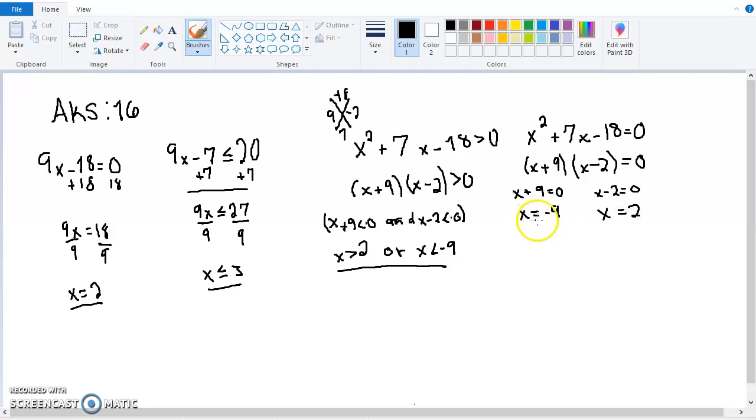This is how you solve equations and inequalities with a linear equation and quadratic equation, or linear inequality or quadratic inequality.